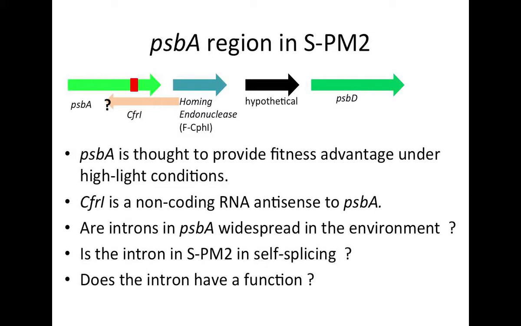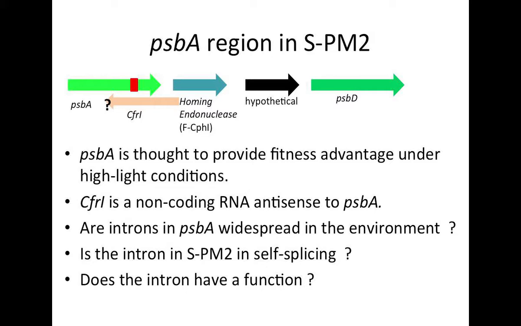At the time it was unknown how far back it ran into psbA or whether or not it had any function. So as I said, psbA is thought to have a fitness advantage under certain conditions, and we think the most likely one is high-light conditions. So we know we have this non-coding RNA. What we didn't know is whether or not introns are widespread in psbA genes.